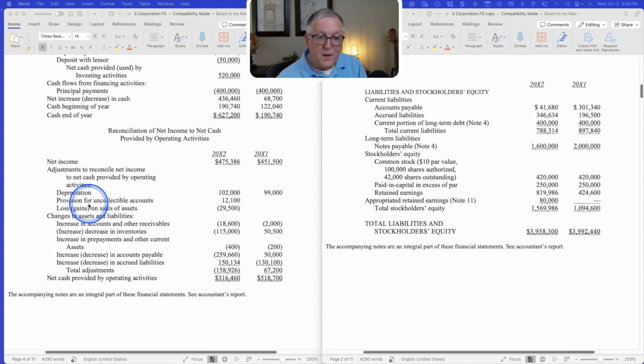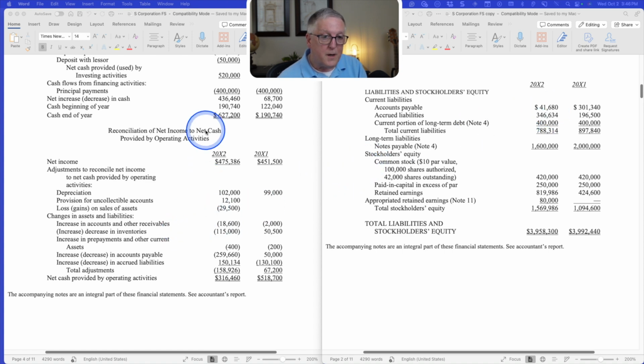Now, once you've done this part where you're dealing with non-cash transactions and, say, gains and losses, now we're looking at what I'll call changes in accounts. So when we go here to the balance sheet, we see, for example, accounts payable. Accounts payable went down from 301 to 41 from year to year. So if I go over here and I'm looking at increase, decrease of accounts payable, I see it went down 259,660. Well, that's the decrease from here to here.